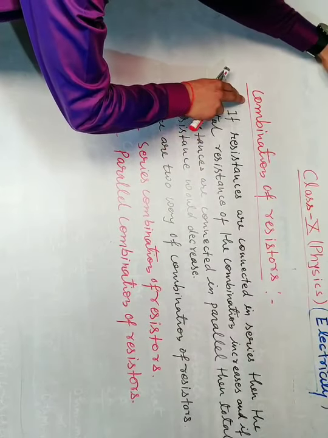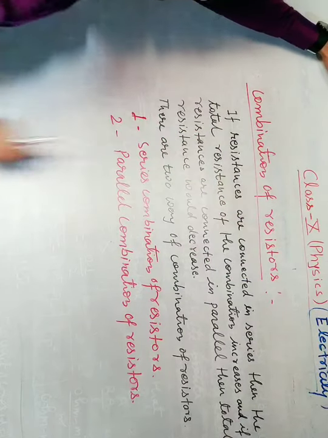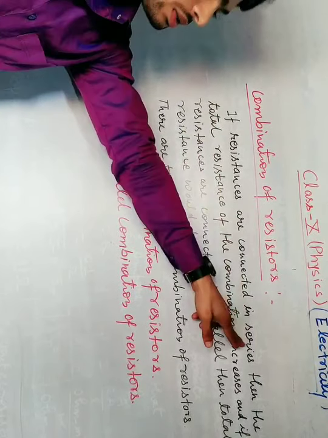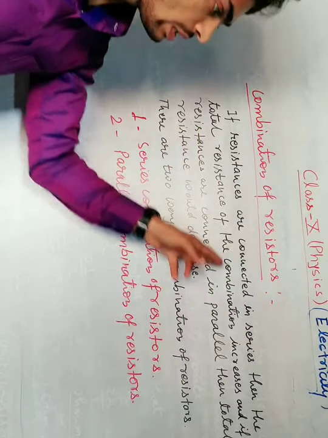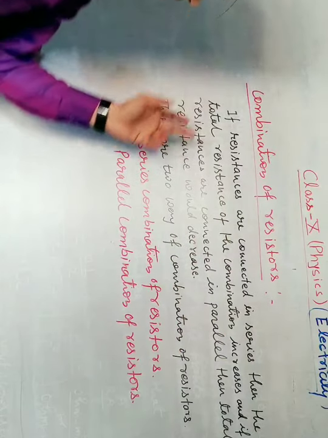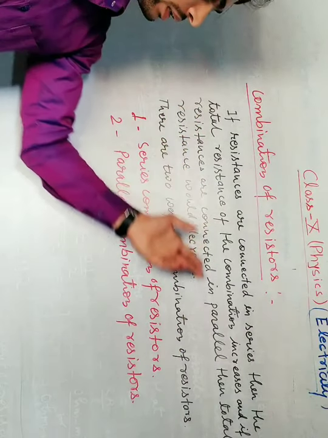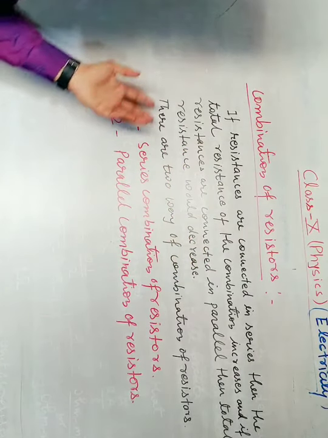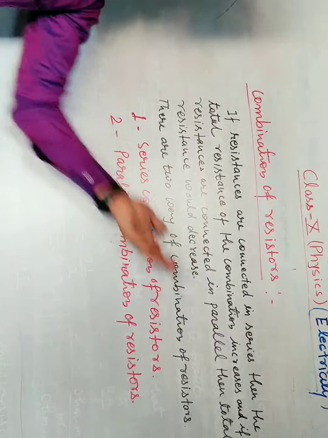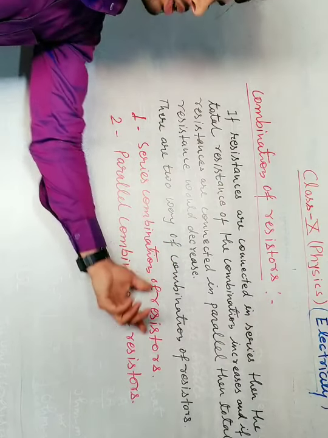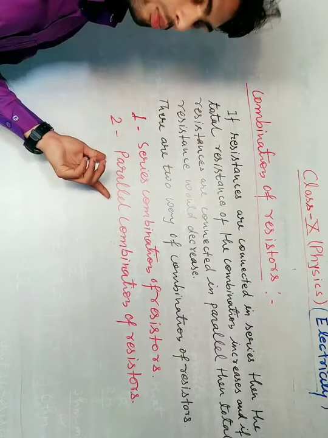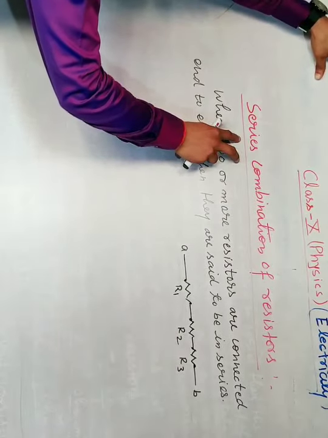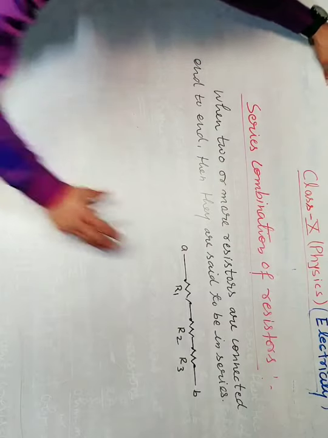Next point is combination of resistors. The most important thing here: if resistances are connected in series, then the total resistance of the combination increases, and if resistances are connected in parallel, then the total resistance decreases. There are two ways of combination of resistors. First, series combination of resistors, and second, parallel combination of resistors.